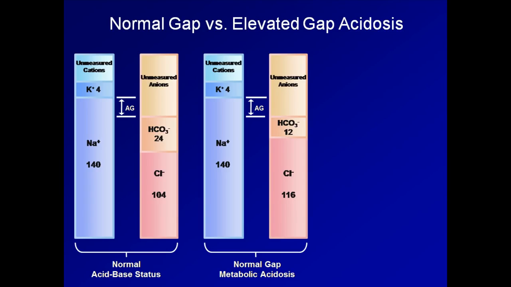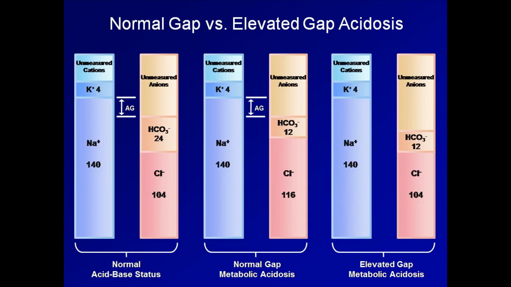Due to the fact that chloride is increased, a commonly used synonym for a normal gap metabolic acidosis is hyperchloremic metabolic acidosis. In an elevated gap metabolic acidosis, there is usually excess production of a pathologic acid, which becomes an unmeasured anion when it dissociates and is buffered by bicarbonate. The bicarb is thus lowered, but chloride is not increased in response, so the anion gap is elevated.